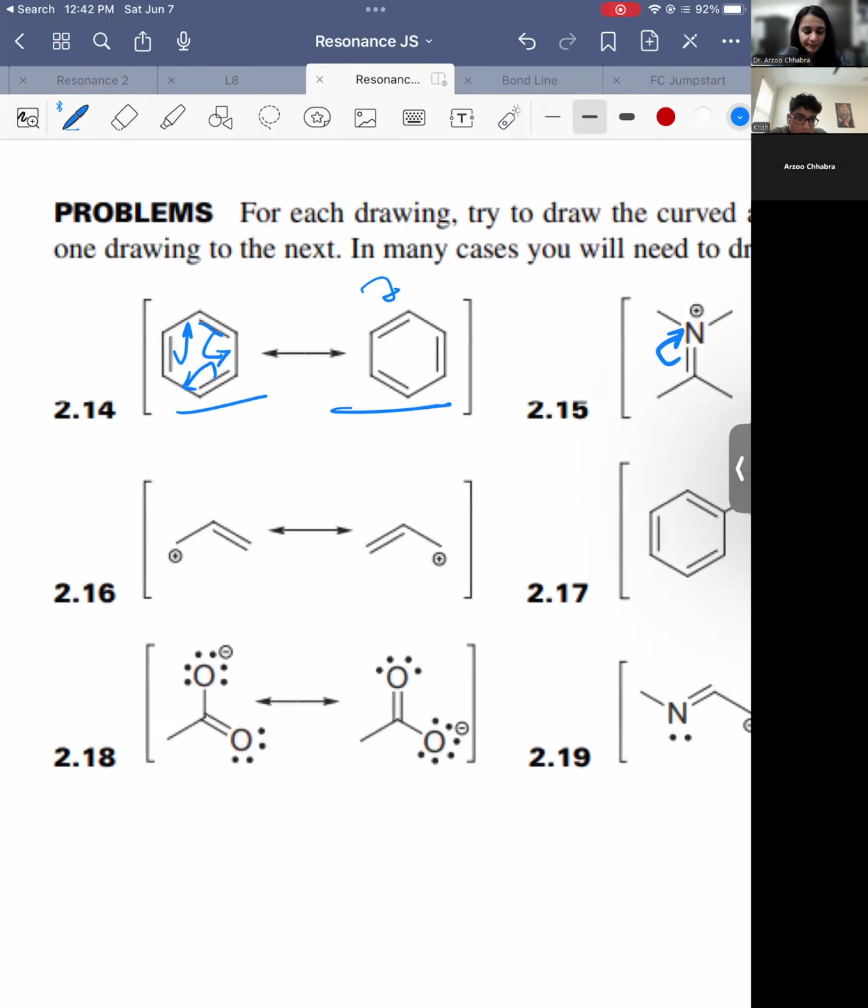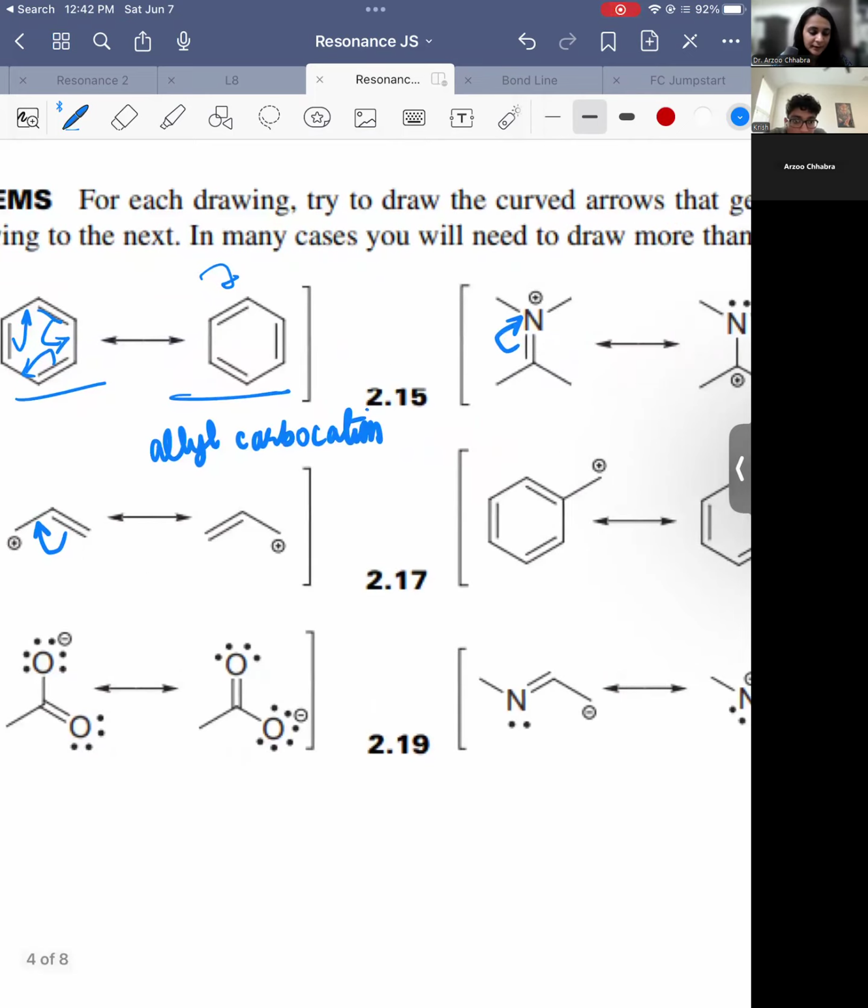What about 2.16? Oh yeah, this one I've seen a lot. It's really common. So basically the double bond just goes to the left, and then the positive charge ends up on the other side. What do they call this, an allyl carbocation? Yeah, allyl carbocation. I've seen this somewhere, I think in the textbook. Nice.